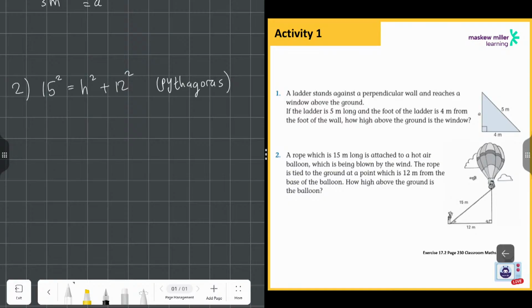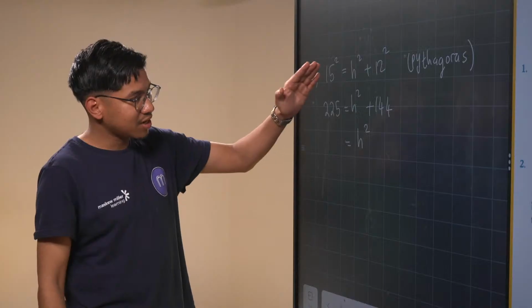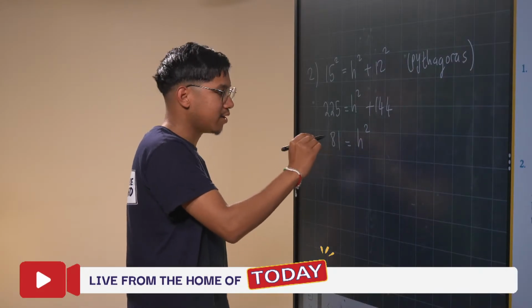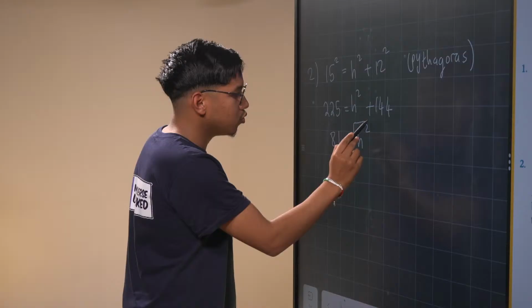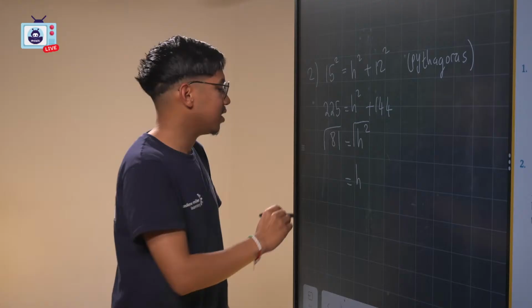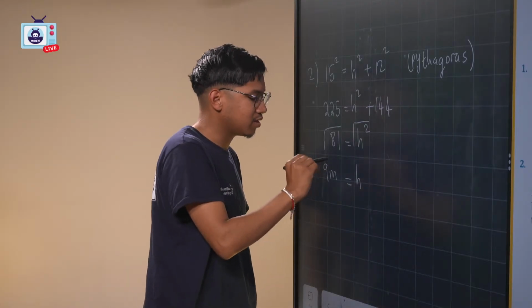So 15 squared gives me 225. So here I have h squared plus 12 squared. 12 times 12 is 144. Okay, I will subtract 144 on both sides of the equation, which will leave me with h squared on the right hand side. If I subtract 144 from 225, that should give me an answer of 81. And if I square root both sides, my height will then be, the square root of 81 is 9. So my answer is 9 meters.